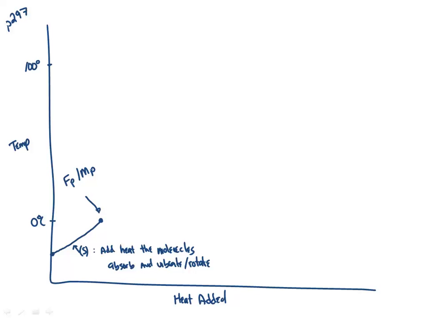It's the freezing point if we're going from a liquid to a solid. It's the melting point if we're going from a solid to a liquid, but it's the same temperature, the same point on the graph. Now, here's what's strange and what a lot of people don't realize: if you have ice at 0 degrees Celsius and you add energy to it, what happens to it? It melts, right? But does the temperature immediately start increasing?